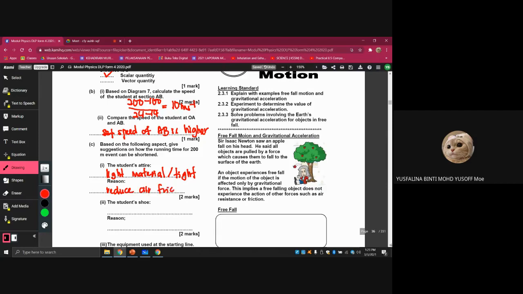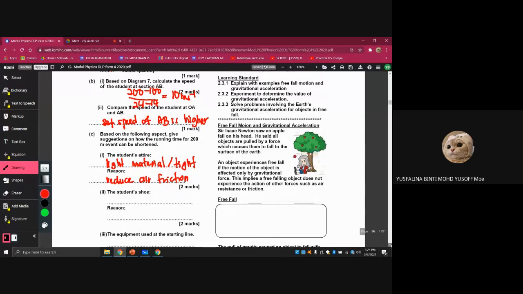Just a simple answer. You don't need to explain too much. The sentence doesn't need to be too long. Just a very simple sentence. Reduce air friction, that's all. You don't need to explain that reducing air friction will increase the acceleration since the air resistance is reduced. No need.